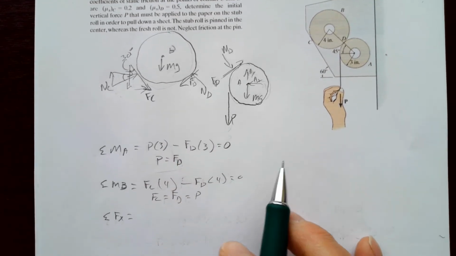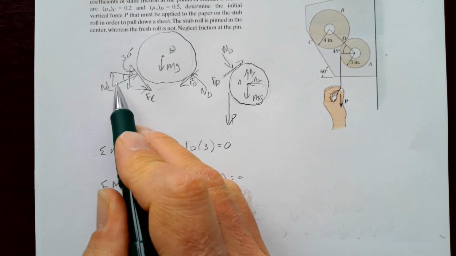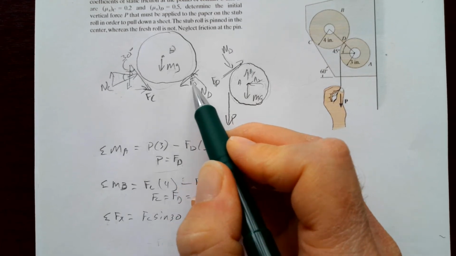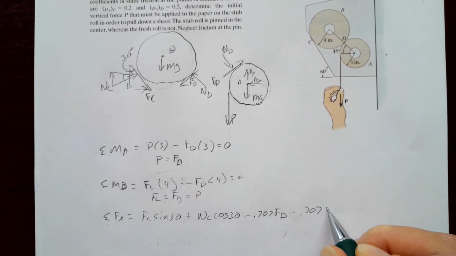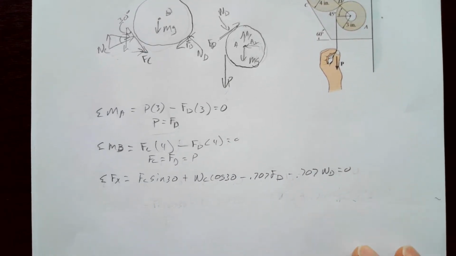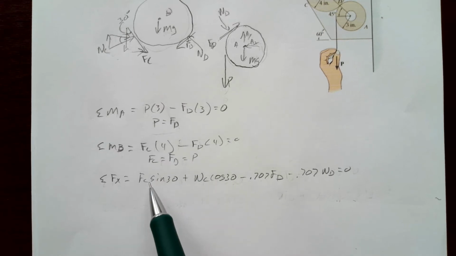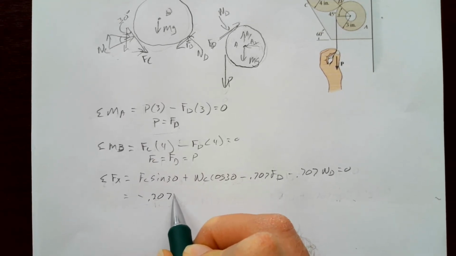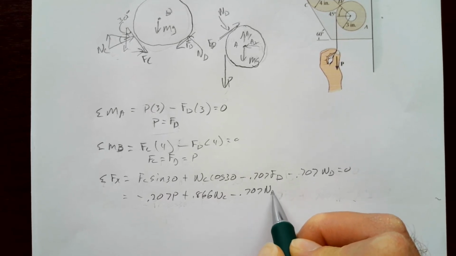So summing the forces in the x direction, we have FC sine 30, and we have NC cosine 30, minus FD, or 0.707 FD, and minus 0.707 ND. And that all equals 0. So we can solve for sine and cosine, which equals 0.5 and 0.866. We can put P in for FD, and this solves down to negative 0.207P plus 0.866 NC minus 0.707 ND equals 0.